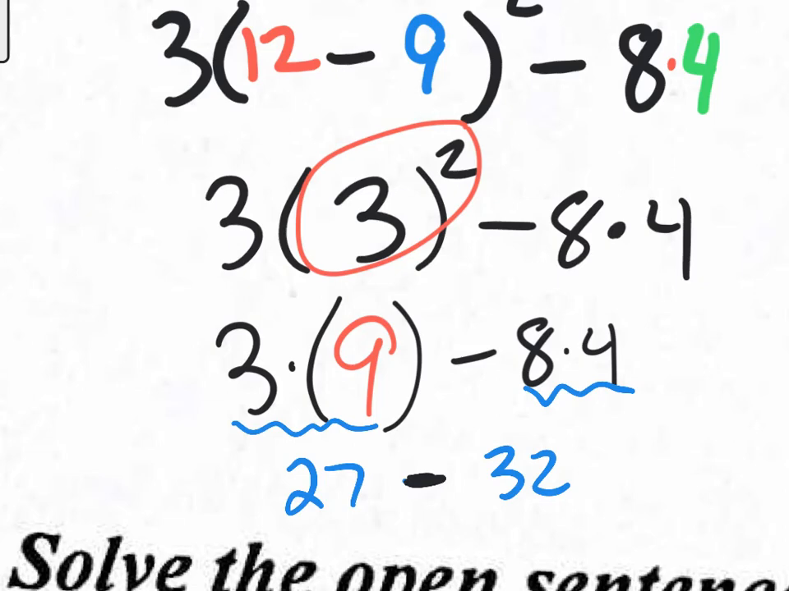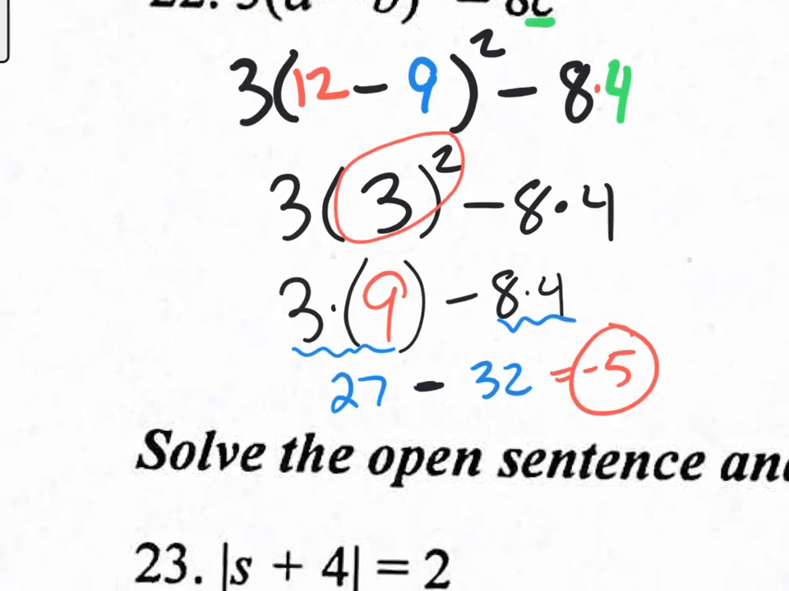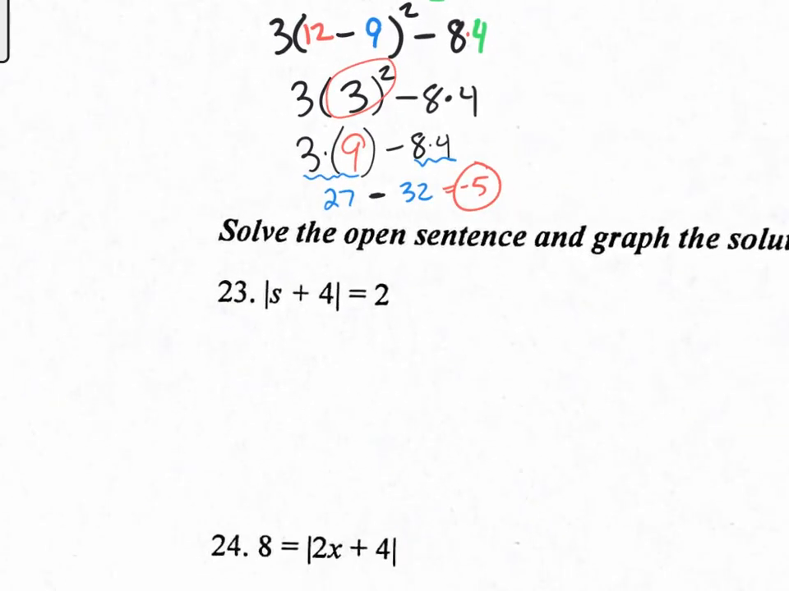You could give them the 27, but how much do you still owe them? 5. You still owe them 5. If you have 27, you owe 32, you could give them the 27, you're still going to owe them 5. So the answer is -5. Of course, use a calculator, especially on the midterm.